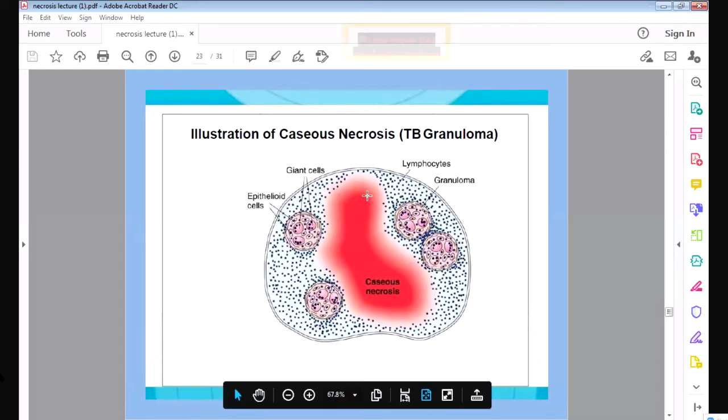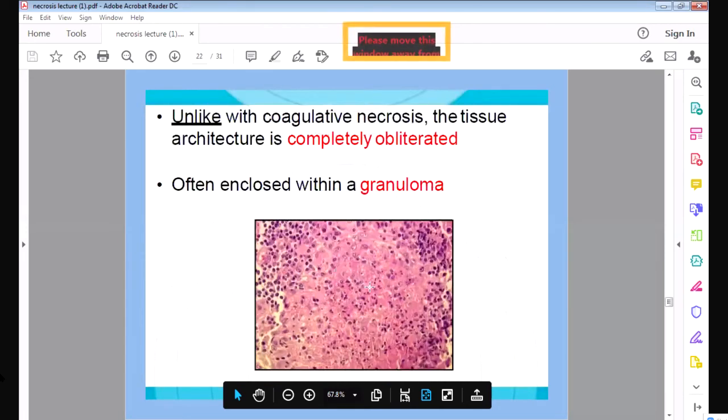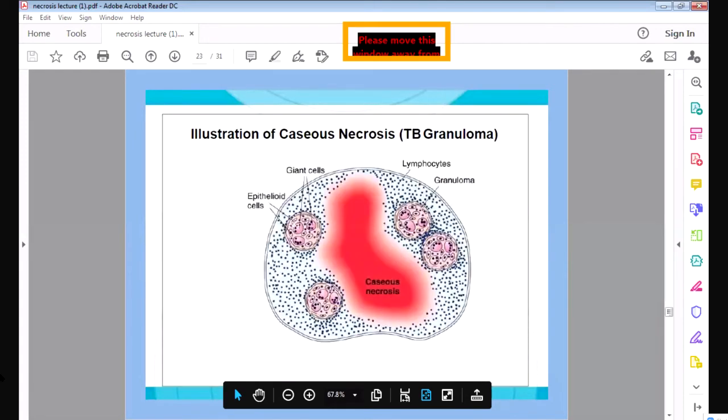If you see, this whole is called the granuloma. So you will see many granulomas in this area. So see, this is a granuloma. You can see this central area is the pink area of necrosis surrounded by lymphocytes. You can see the lymphocytes, okay, and macrophages and giant cells. So this is called a granuloma.